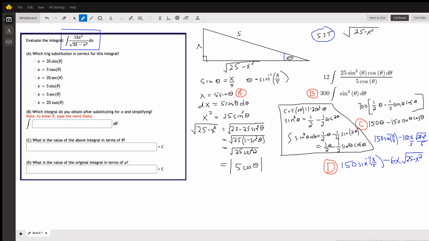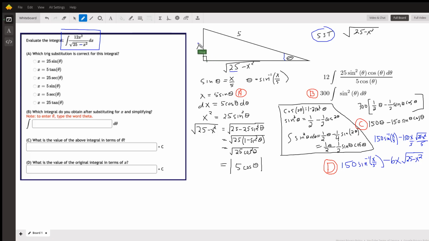And you want the variable to end up in the numerator, not in the denominator, and you don't want the radical to appear in your substitution. So the hypotenuse has to be 5 because of this 25 minus a leg. So 5 is the hypotenuse. x is going to be one of the legs. Square root of 25 minus x squared is going to be the other leg.